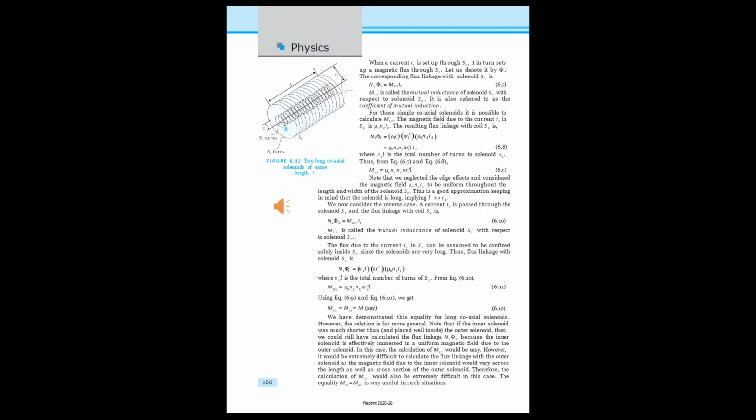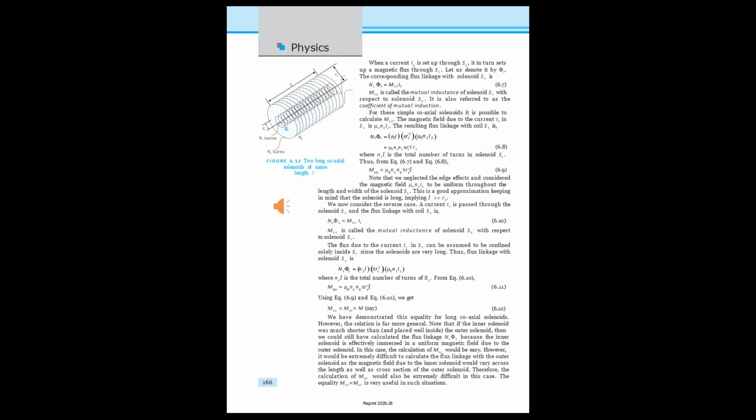So we have M21 is equal to mu naught N1 N2 pi R1 square L. So in equation 6.9 and equation 6.10 we get M12 equal to M21, that's equal to M. Thus, we have demonstrated this equality for long coaxial solenoids. However, the relation is far more general.